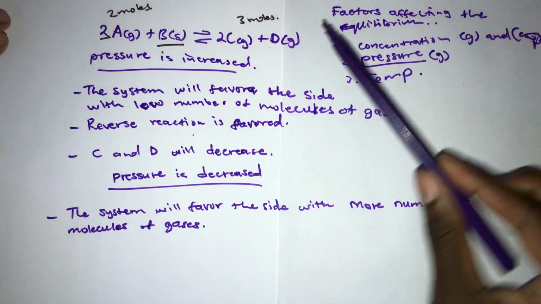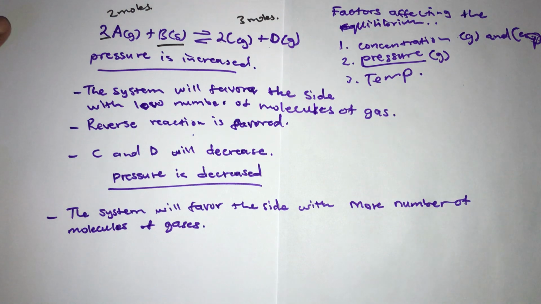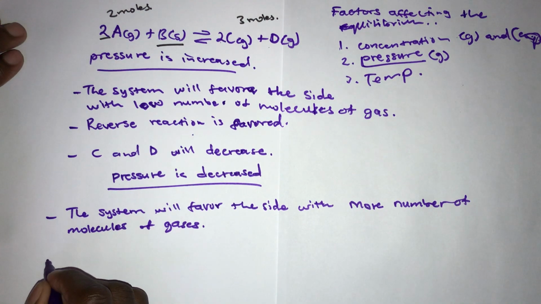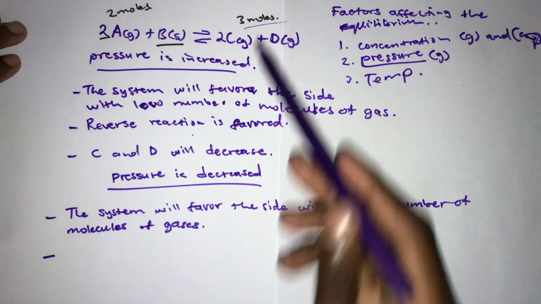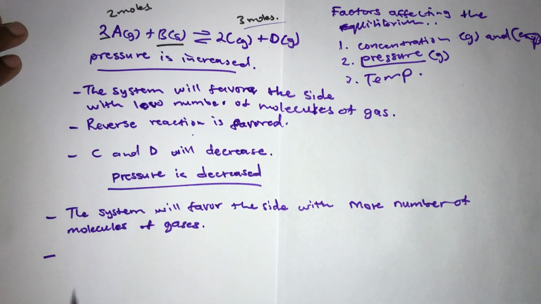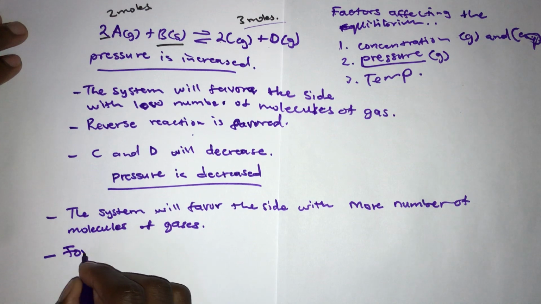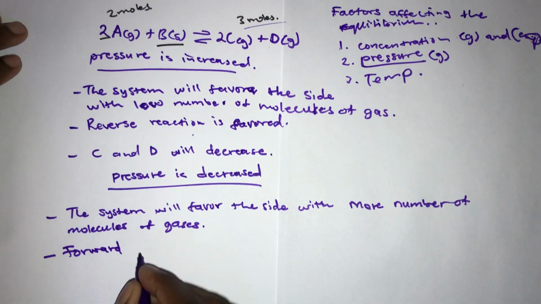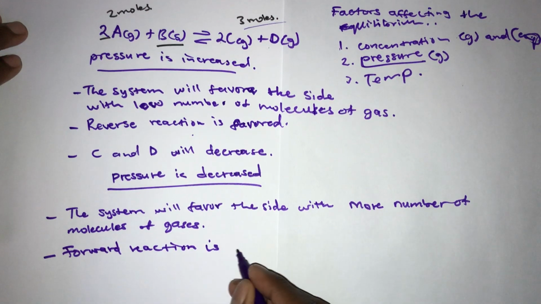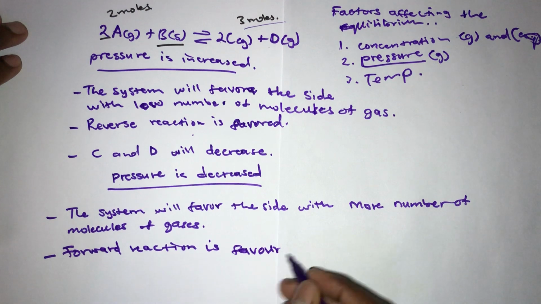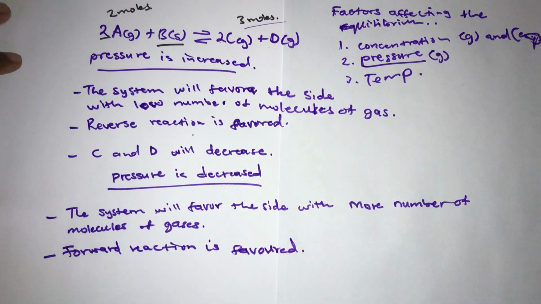When we check, we found out that the products have 3 moles, the reactants have 2 moles. Since we are decreasing pressure, it will favor the side with more number of molecules. It means that the one with 3 moles is going to be favored, which is the forward reaction. So now we're going to say forward reaction is favored.